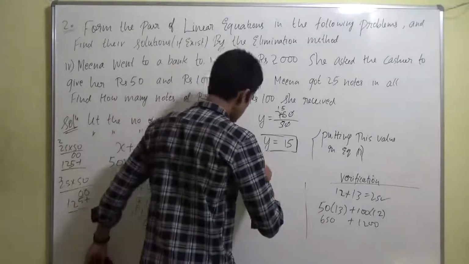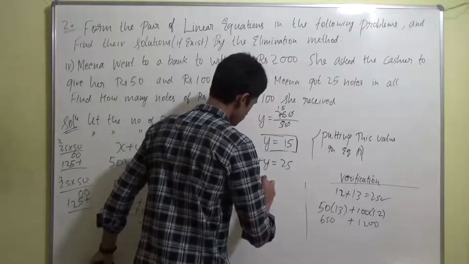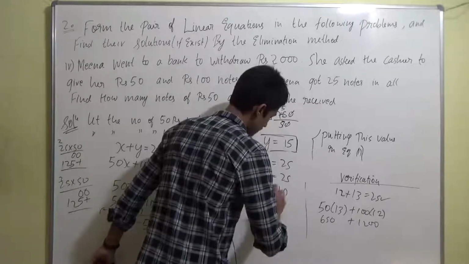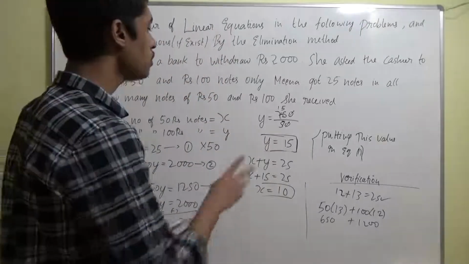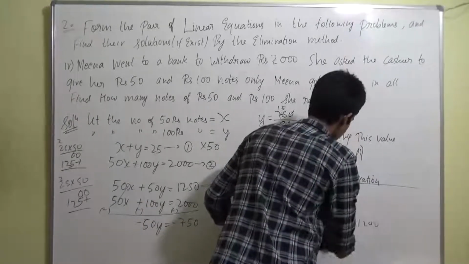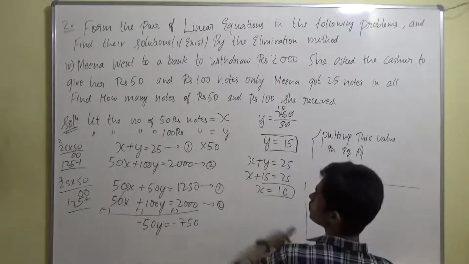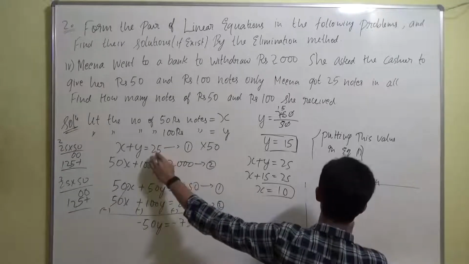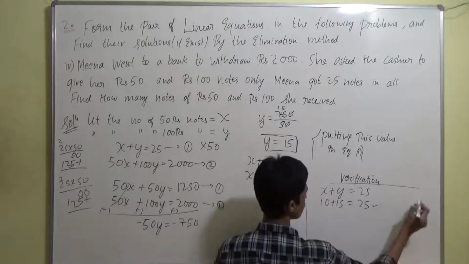Then x plus y equal to 25, right? So x plus 15 equal to 25, which means x will become equal to 10. So the value of x is 10 and the value of y is 15. Now let's verify, guys. Now it's going to come correct. So x plus y equal to 25 we have to verify. 10 plus 15 equal to 25, right? 10 plus 15 equal to 25, hence verified.